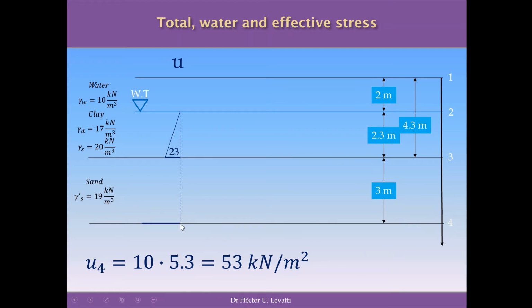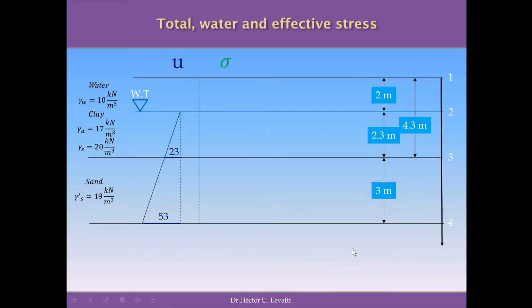We are at the end of the layer of sand, and then on top of this we have 0.3 meters of water column. This is the reason why the water pressure is equal to 10 kilonewton per cubic meter multiplied by 5.3 meters, which is equal to 53 kilonewton per square meter of pressure. And this is the hydrostatic diagram of distribution of pressure of water for this exercise.